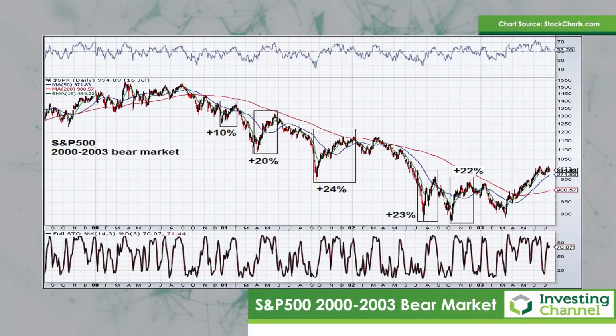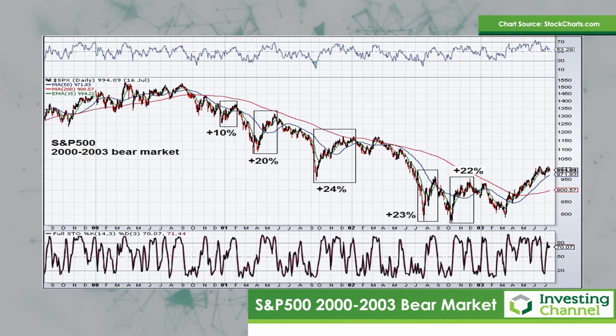So the first chart today takes a look at the bear market that we saw in 2000 to 2003. And what you can see there is that the market began to roll over in late 2000. Your 50-day moving average began to cross down below the 200-day moving average. That gives you a death cross, and we'll talk more about that in a moment.